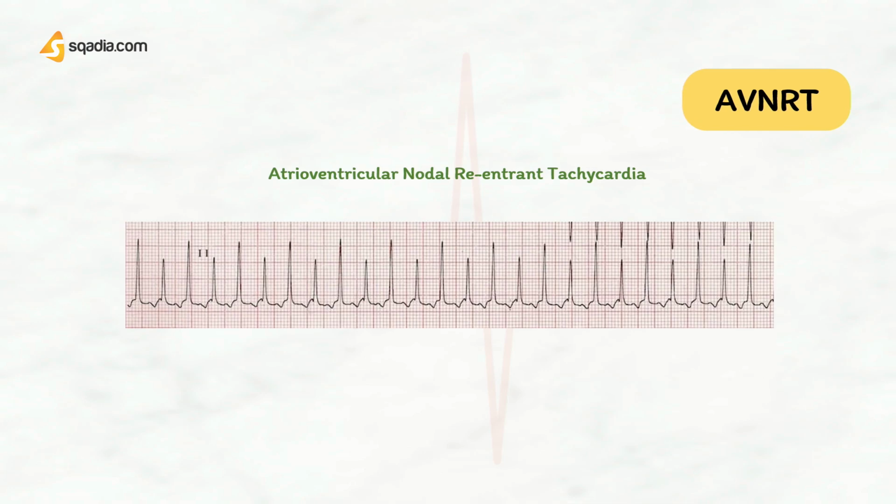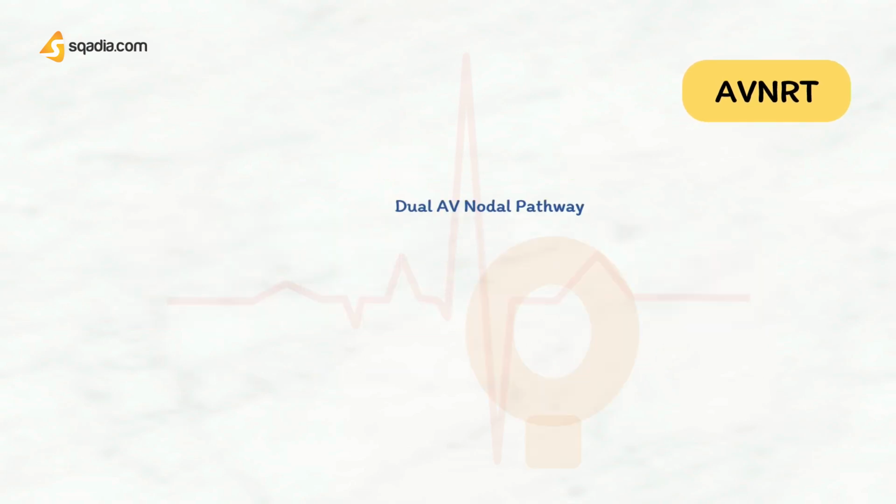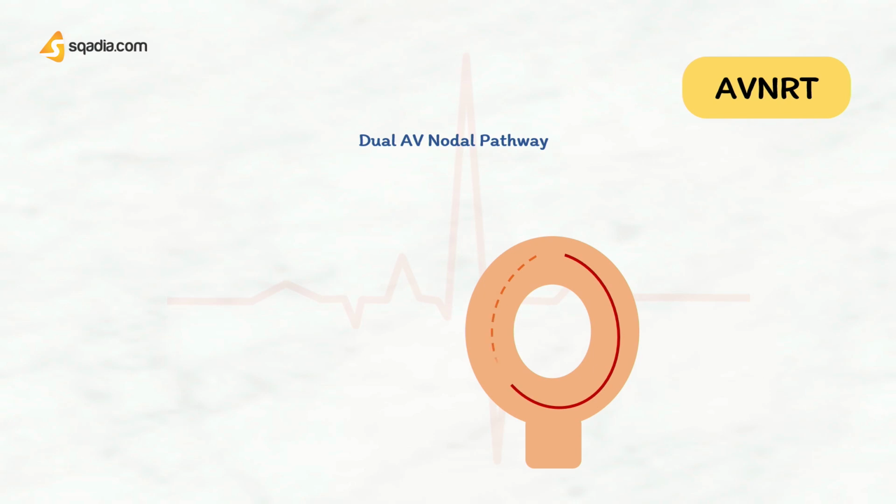AVNRT is the atrioventricular nodal reentrant tachycardia. This is the most common cause of PSVT and is more common in young women. This requires a dual AV nodal pathway for it to occur. See, normally in the AV node, the conducted electrical impulses are usually at the same speed. However, in AVNRT, there is a dual pathway in which some cells conduct slowly and some conduct fast.